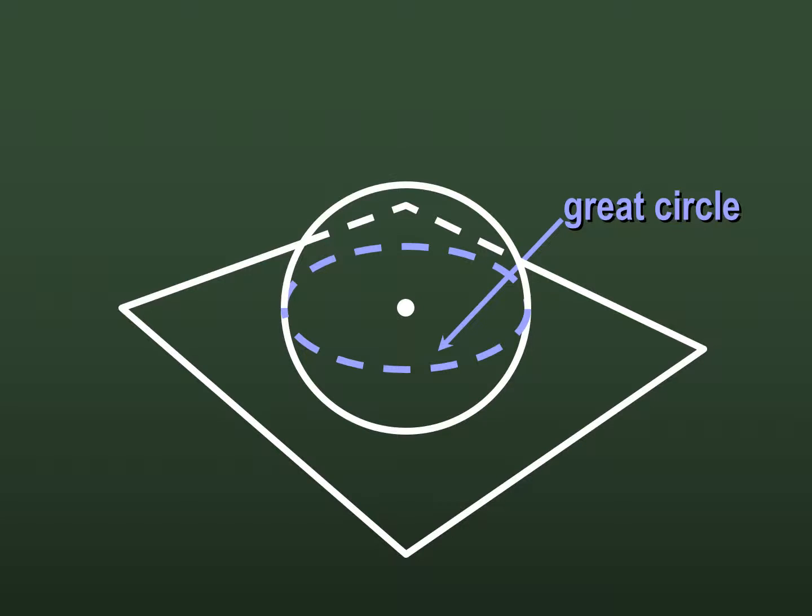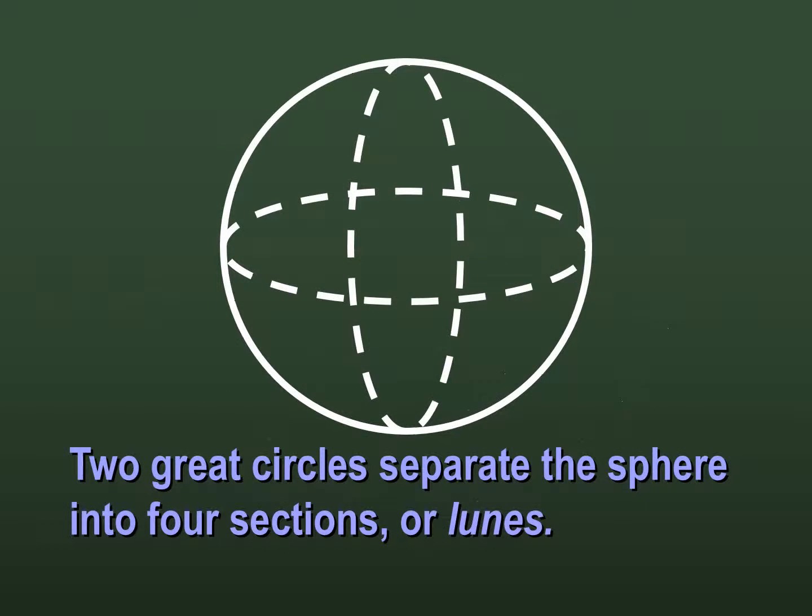And then a sphere has what we call the great circle. The great circle is made up of all the radii from the center. Two great circles separate the sphere into four sections, or like four quarters. Kind of think of it like an orange, right? And we call those sections lunas.